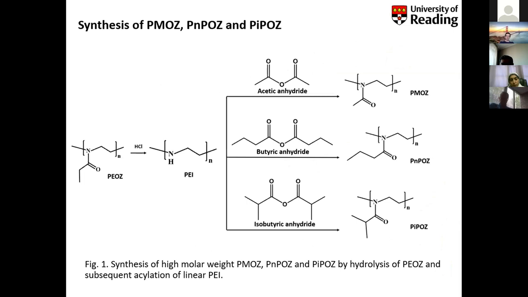This is the synthesis of PMOx, PNPOx, and PIPOx. Basically, the commercial PEOx was subjected to an acidic hydrolysis to produce linear PEI, and the linear PEI was reacylated by acetic anhydride, butyric anhydride, and isobutyric anhydride to synthesize PMOx, PNPOx, and PIPOx respectively. The most significant advantage of this synthesis is that the number of repeating units for all the polymers remains the same, which means that the impact posed by the chain length of the polymer would be eliminated.